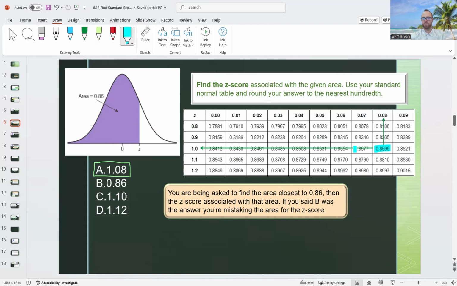Now, if you're wondering, is this closer or this closer, you can always subtract on your calculator to see the difference. Whichever has the smaller difference is going to be your answer. Great, so we found the area, and once again, we can work our way out to find the z-score, 1.08. Now, if you said B was the answer, you're making the mistake of confusing the area for the z-score. You're basically doing this in reverse.